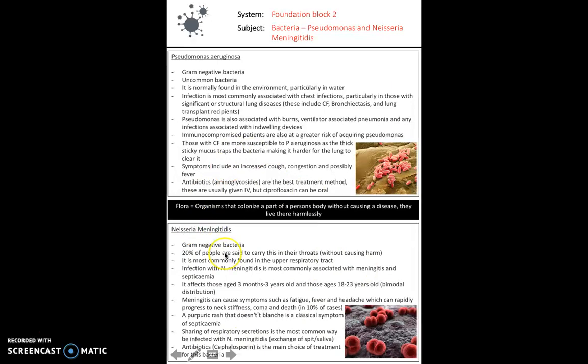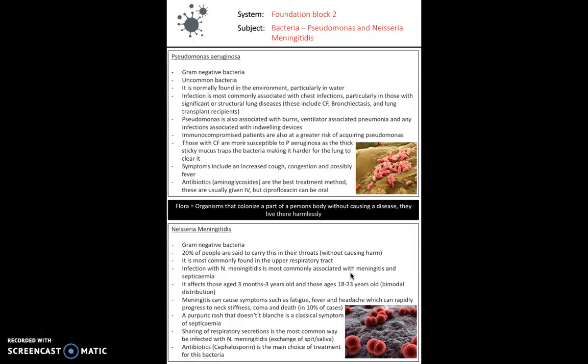Another bacteria to be aware of is Neisseria meningitidis, which is a gram-negative bacteria, and around 20% of people naturally carry this without causing any harm to them, and it's commonly found in the upper respiratory tract. It's unsurprisingly most commonly associated with meningitis, but it's also associated with septicemia. It's got a bit of a bimodal distribution in the respect that it affects people who are 3 months to 3 years old, but also those aged 18 to 23 years old as the hotspot targets for this infection.